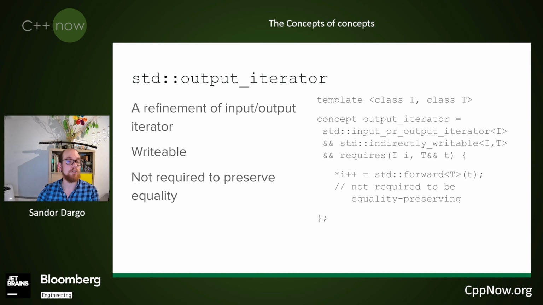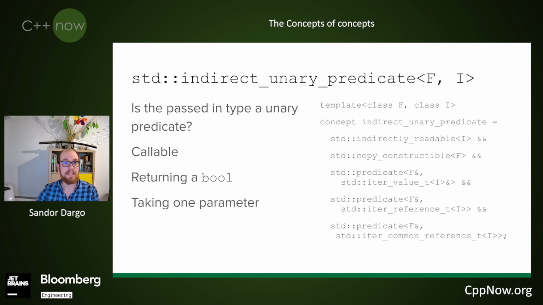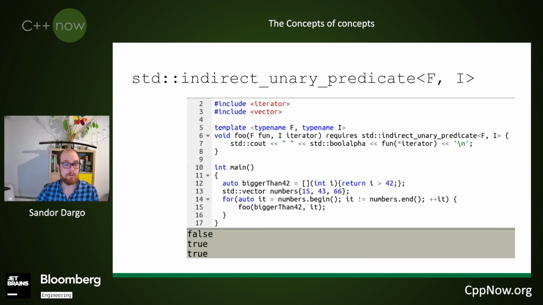So you have the output iterator, as I mentioned, and it's a refinement of the input-output iterator. You have to make sure that, well, it's an output iterable. It's something writable. You have this indirect unary predicate, which checks if the passed-in type is a unary predicate, like is it callable. If it's a predicate, it should return a Boolean or something that can be interpreted as a Boolean. And as it's unary, it must take only one parameter.